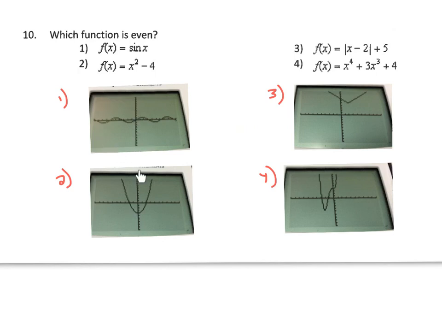Okay, choice 2, if I were to fold along the y-axis, this is our answer. This is the one that's even. This right-hand side of the graph would fall directly on top of the left-hand side of the graph. So choice 2 is our answer.